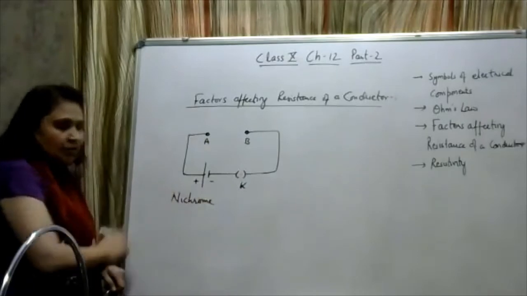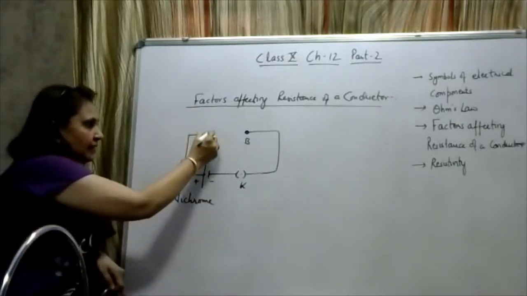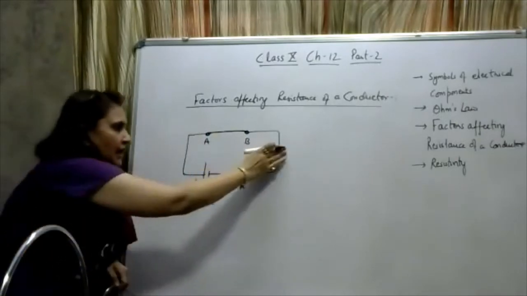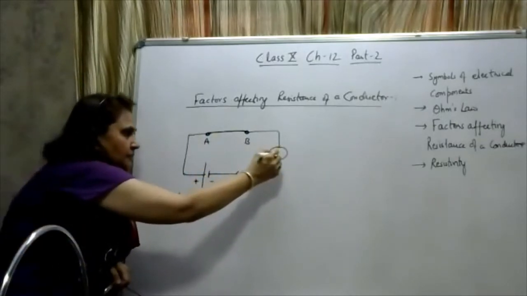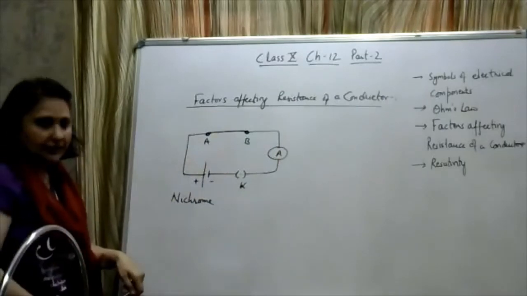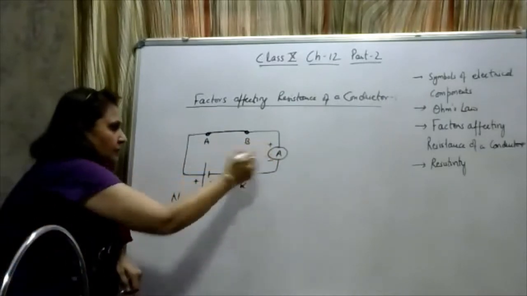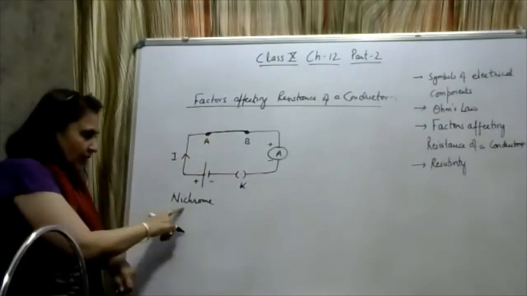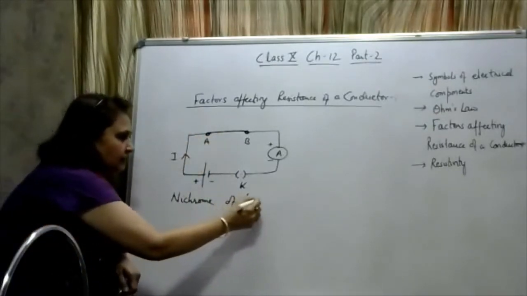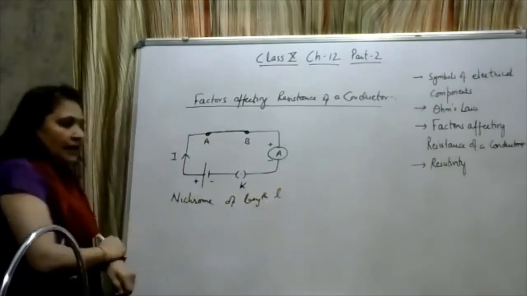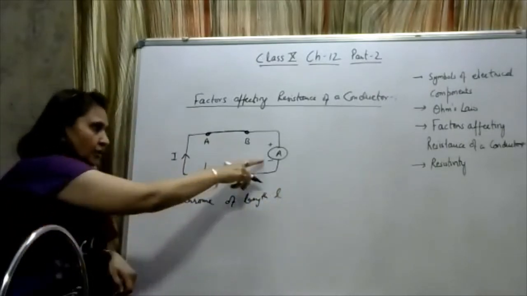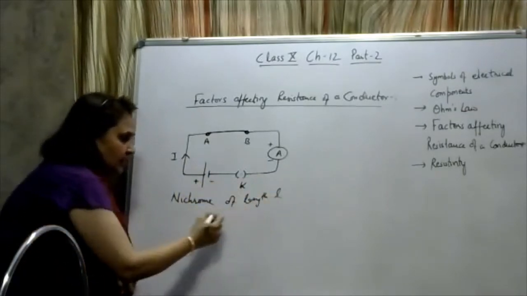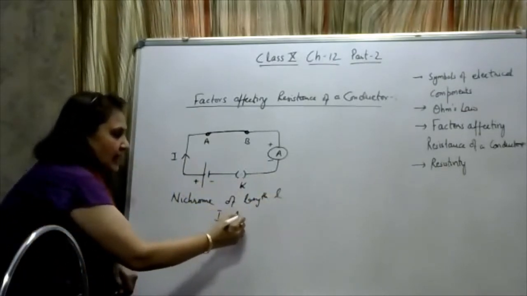So a nichrome wire of length L is connected, and we also connect an ammeter to measure the value of the current. AB is a nichrome wire of length L, and we note down the ammeter reading. Let the ammeter reading be I ampere.